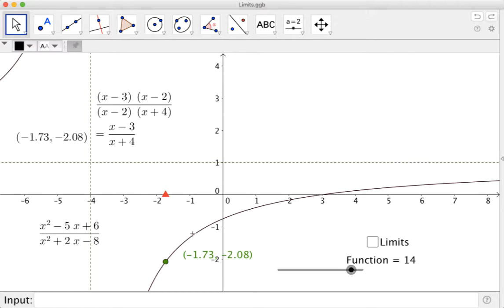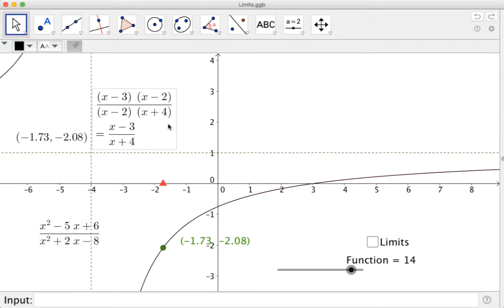Okay, this next function is (x² - 5x + 6) over (x² + 2x - 8). The important thing here is that both of these are factorable, and here we can see the factorization: (x - 3)(x - 2) over (x - 2)(x + 4). There are a couple of key positions here. The first one is what happens when x approaches negative 4.